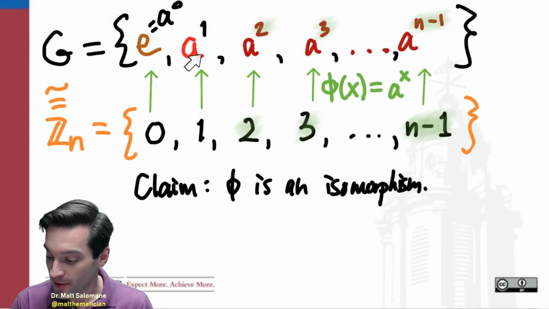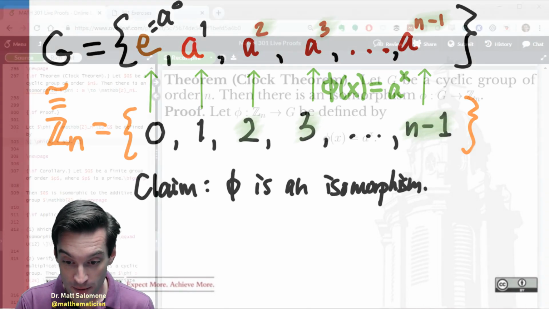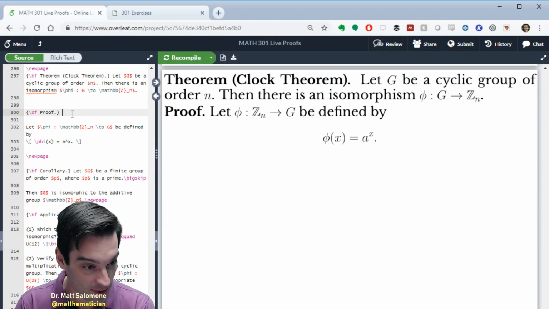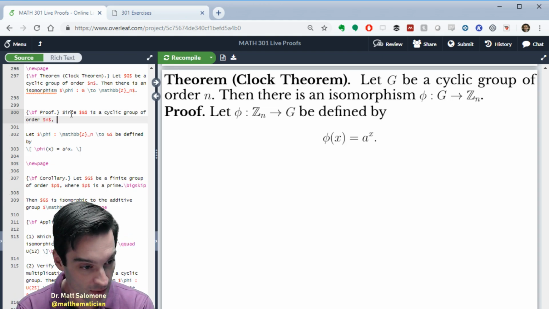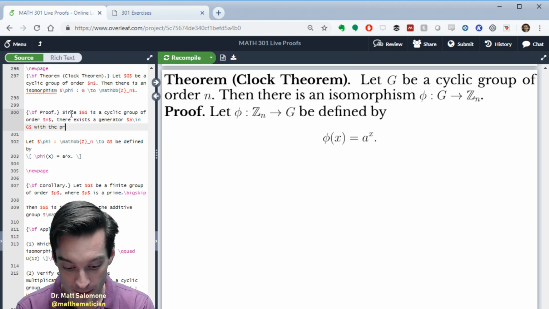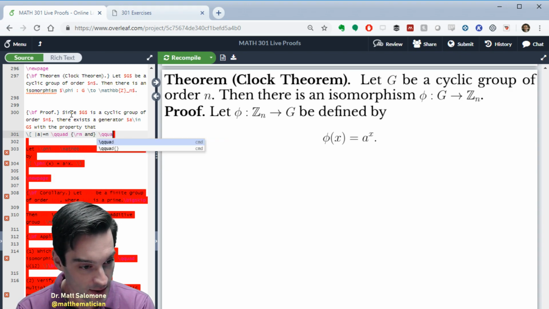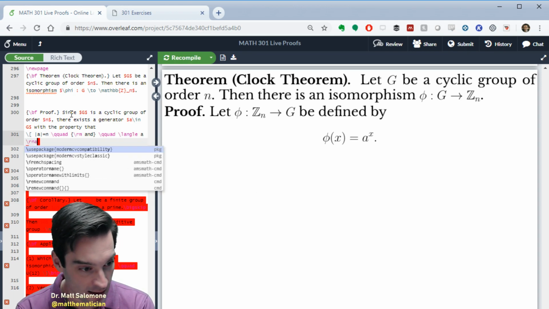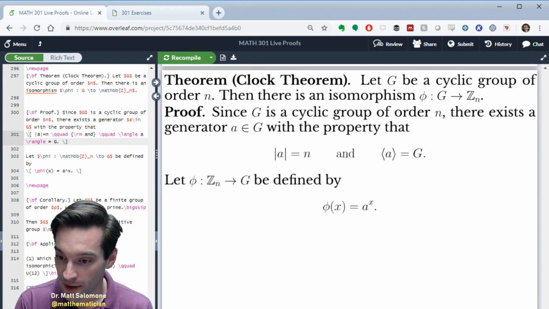Now, where did A come from if we look back at our scratch work? This A came from the fact that G was a cyclic group, and A is therefore a generator. We can choose a generator for that cyclic group. So we'll go in and choose that generator for our readers in the proof. We have to tell them that that's what this A is. Since G is a cyclic group of order n, there exists a generator A in G with the property that, first of all, the order of A is equal to n, and second of all, the cyclic subgroup generated by A, in other words, the set of all powers of A, accounts for the entire group.